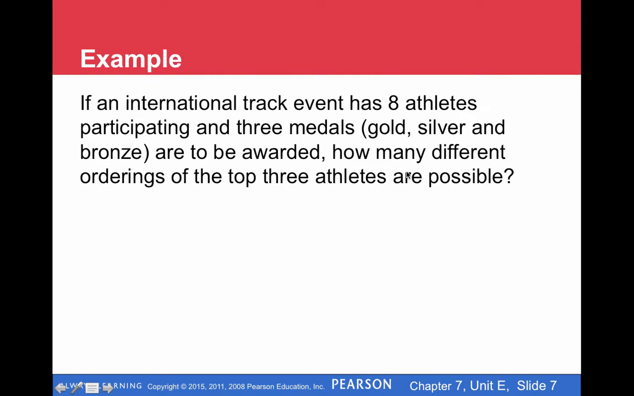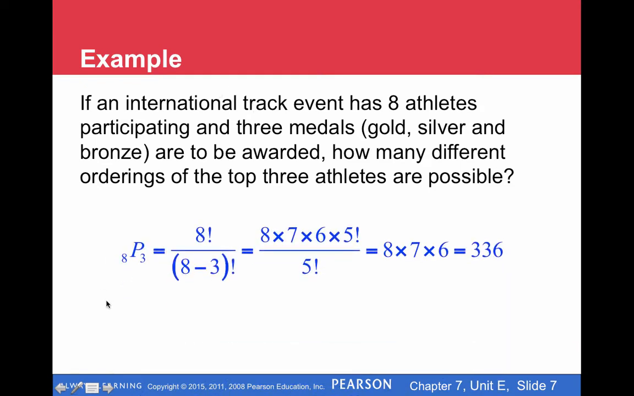If an international track event has 8 athletes participating and there are 3 medals, gold, silver, and bronze, to be awarded, how many different orderings of the top 3 athletes are possible? Well, with this, order matters because gold, silver, and bronze mean different things. We're selecting from 8 athletes, and we're not going to have one athlete get gold, silver, and bronze. So there's no repetition here.